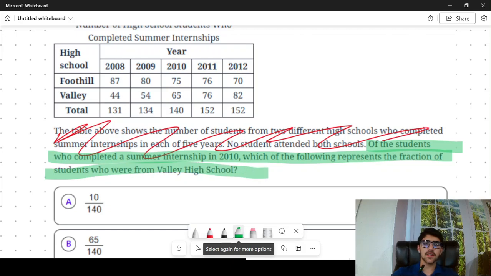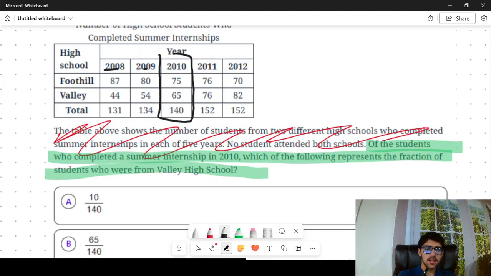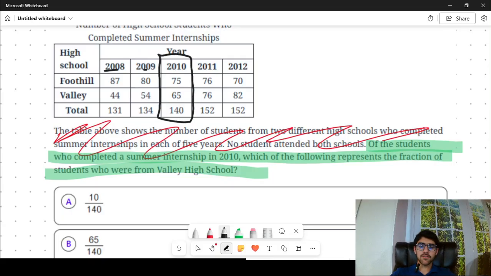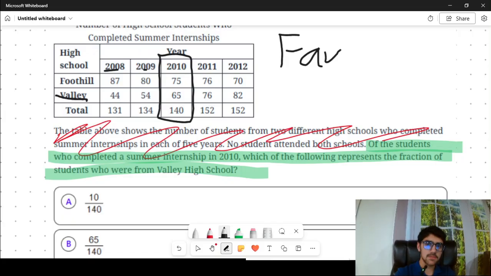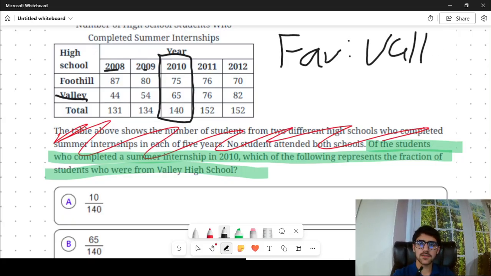So the question says, of the students who completed a summer internship in 2010. If you look at the table, you see it's a bunch of years, so I know we're only going to focus on the year 2010. It says, of the students who completed a summer internship in 2010, which of the following represents the fraction of students who were from Valley High School? So how many of the students were from Valley High School? What's the favorable outcome? The favorable outcome is Valley High School.